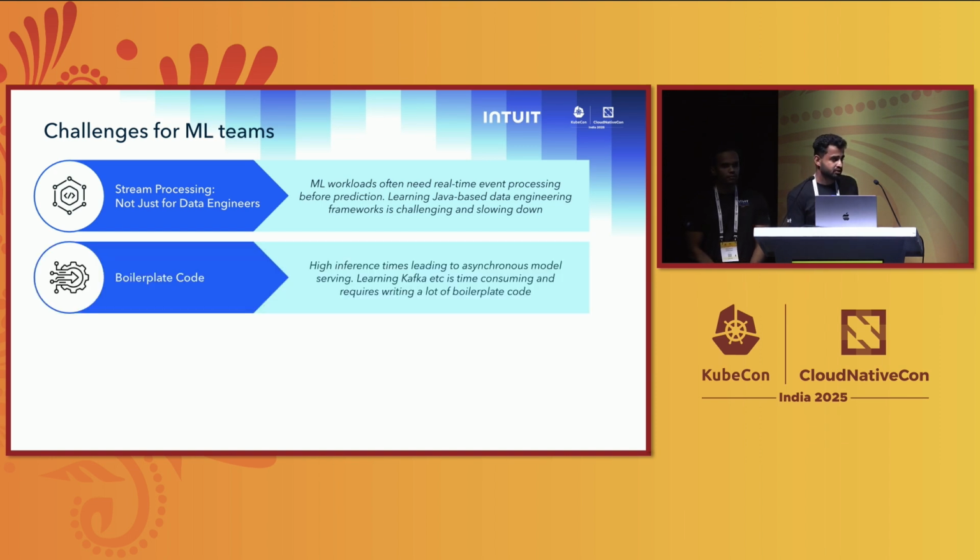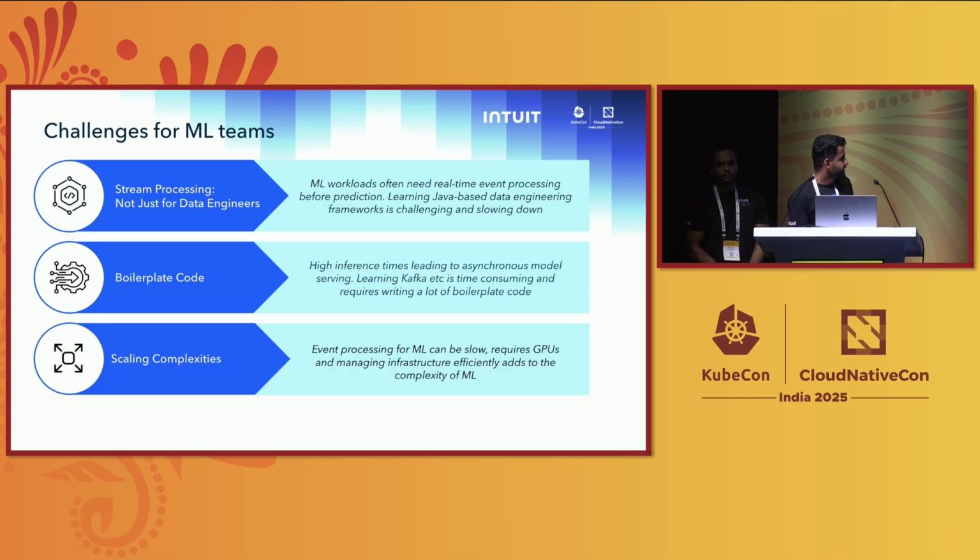The second challenge was they had to write a lot of boilerplate code. When I say boilerplate code, let's say you want to consume messages from Kafka, you have to write that Kafka consumer, the polling logic, the tracking logic, all these things, the ML engineers had to do it. And they love to do the ML stuff, and instead of writing the business logic, they were spending too much time on the integration and writing the consumers.